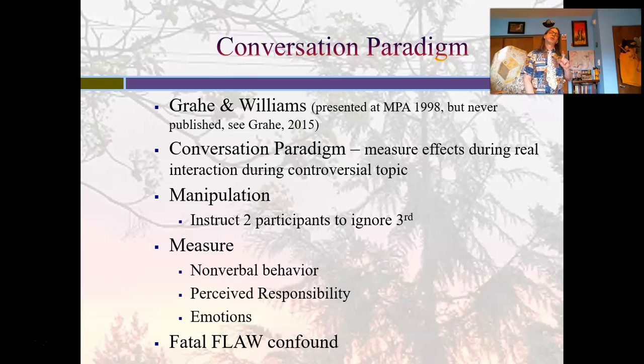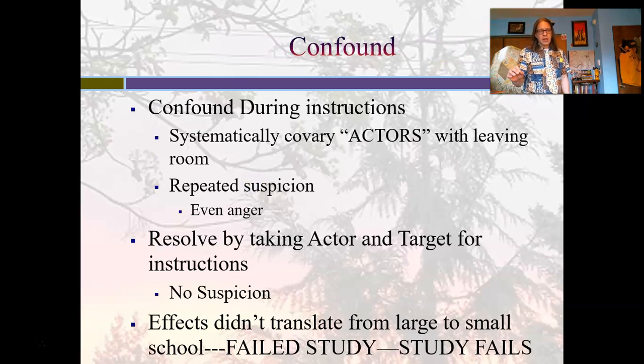However, we learned quite early, because during suspicion checks, we learned that everybody was recognizing that the 2 people that left when they came back were ostracizers. And so we had a fatal flaw, and that fatal flaw was a confound. We systematically covaried actors leaving the room, the actors, the sources of the ostracism. When they left the room, they were the only ones that left.